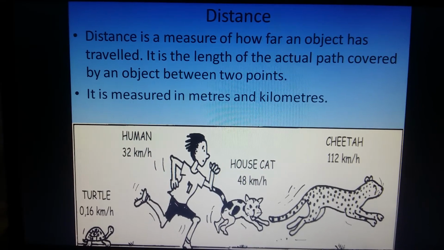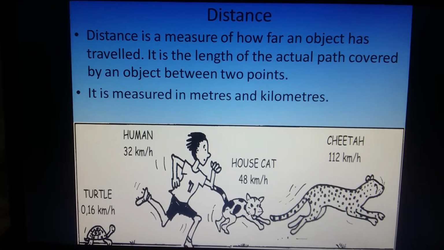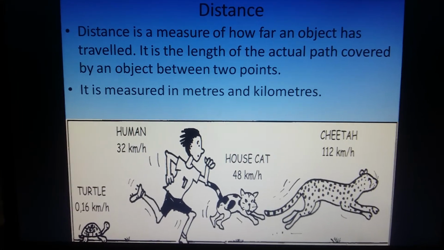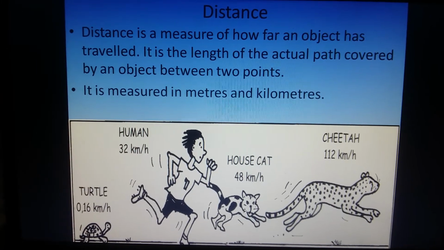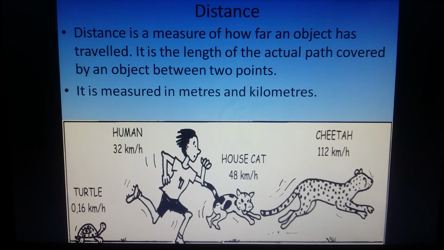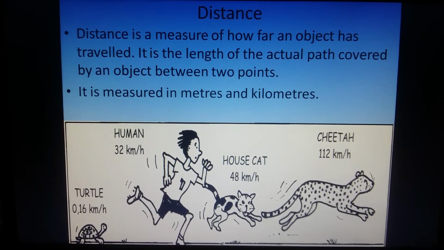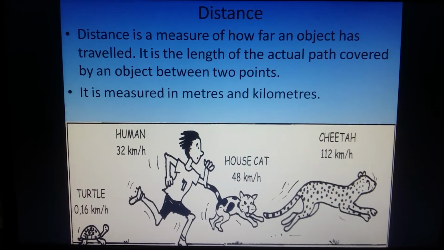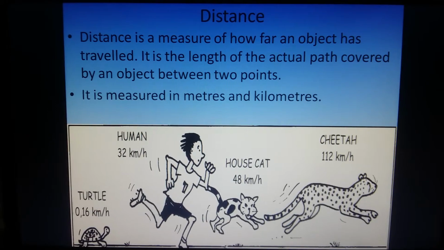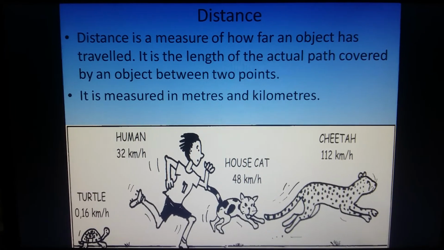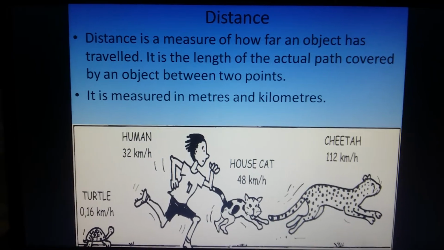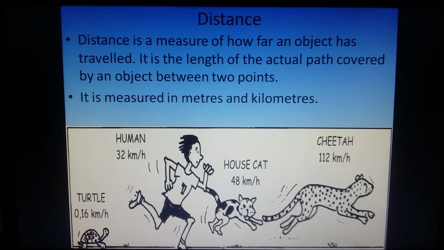As you can see in the picture, this turtle is traveling 16 kilometers per hour. This slash is read as per hour. That means in 1 hour. So the turtle is traveling 16 kilometers in 1 hour, while this boy is traveling 32 kilometers in 1 hour. So his speed would be 32 kilometers per hour. This cat is traveling 48 kilometers per hour, and the cheetah is the fastest because it is traveling the maximum distance in 1 hour, 112 kilometers in 1 hour. So this cheetah's speed is the fastest.